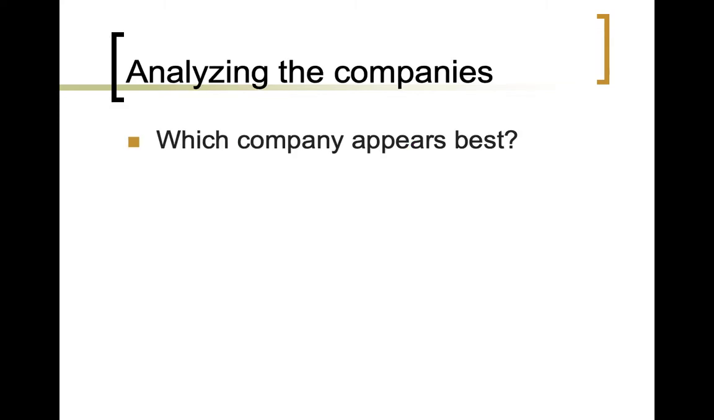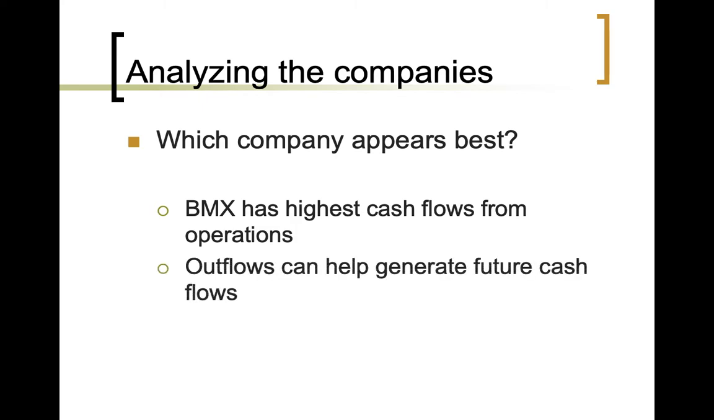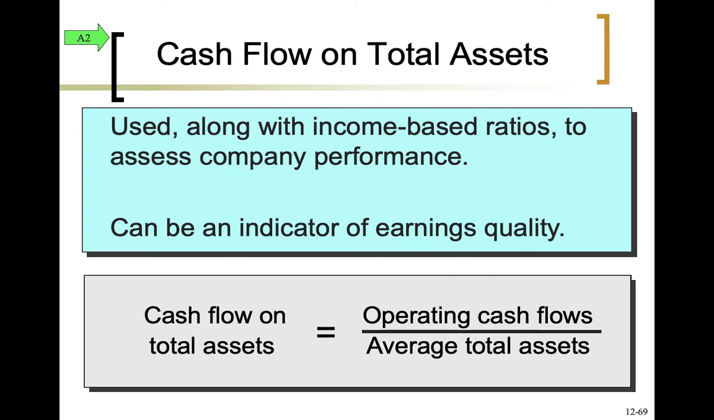All right, so as we analyze these companies, which company appears best? BMX has the highest cash flows from operations. The outflows can help generate future cash flows, so their outflows in investing and financing can help generate future cash flows, which brings us to our cash flow and total assets.